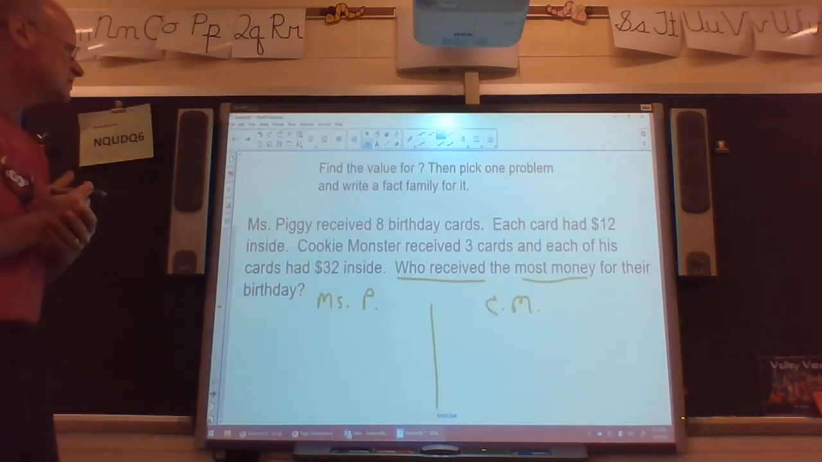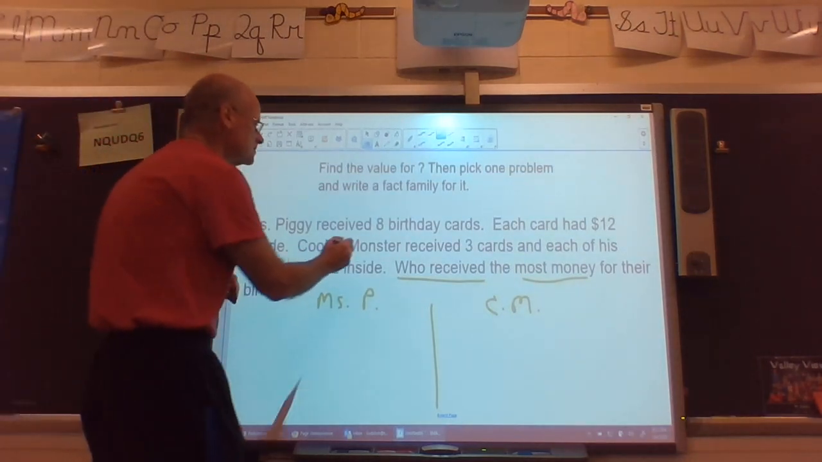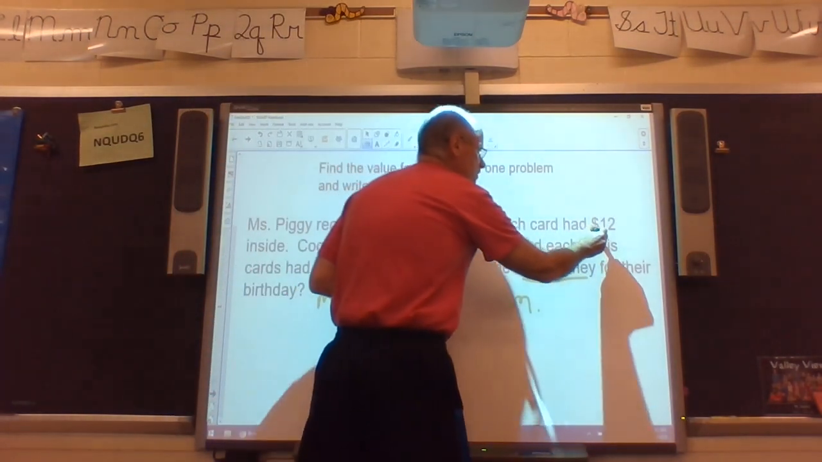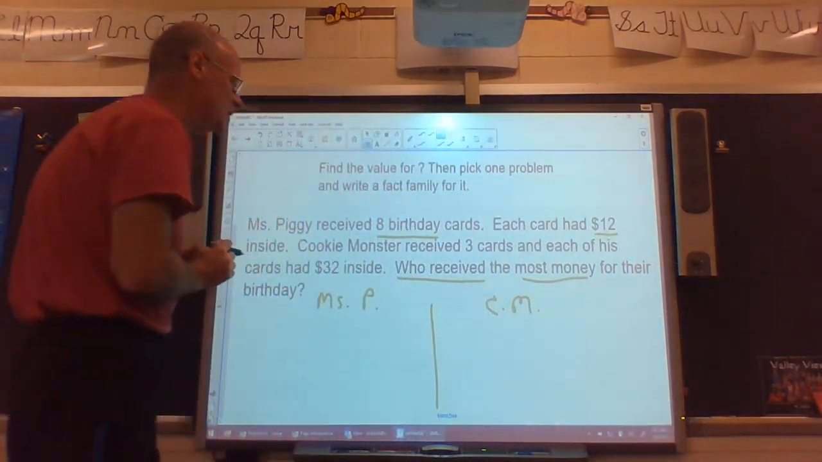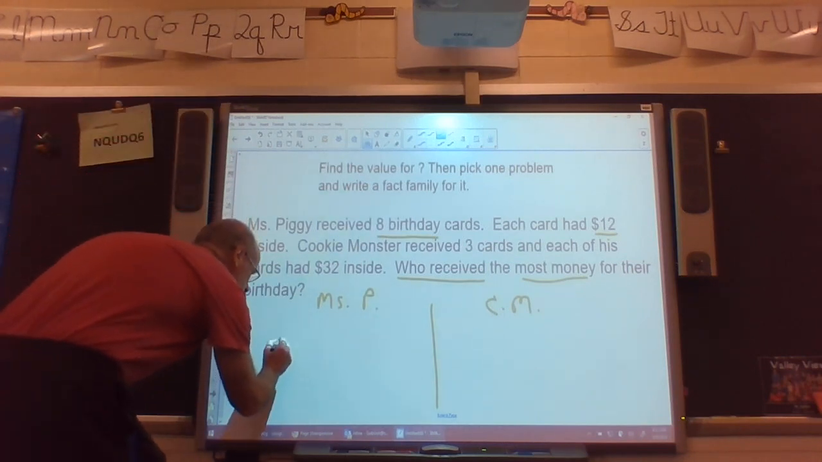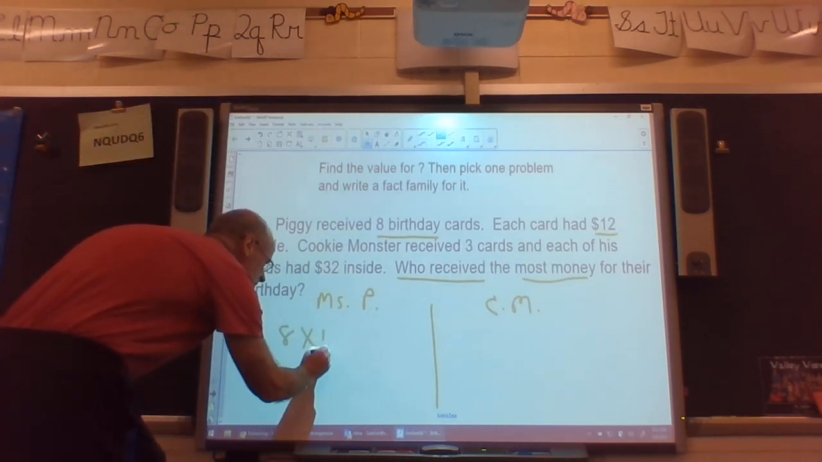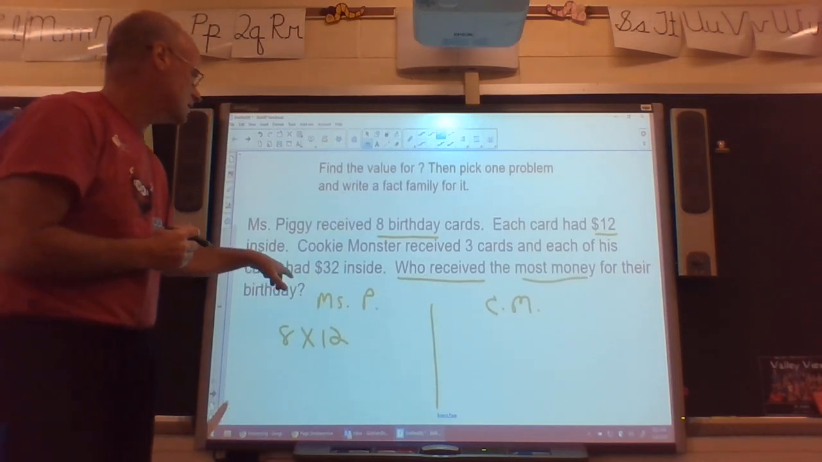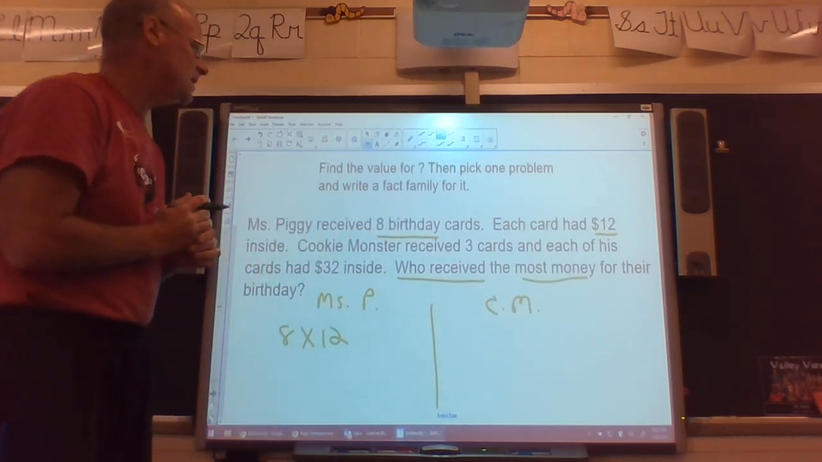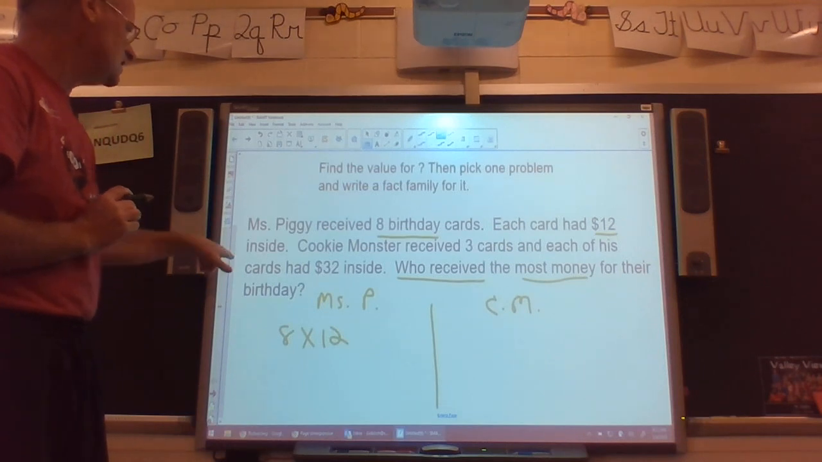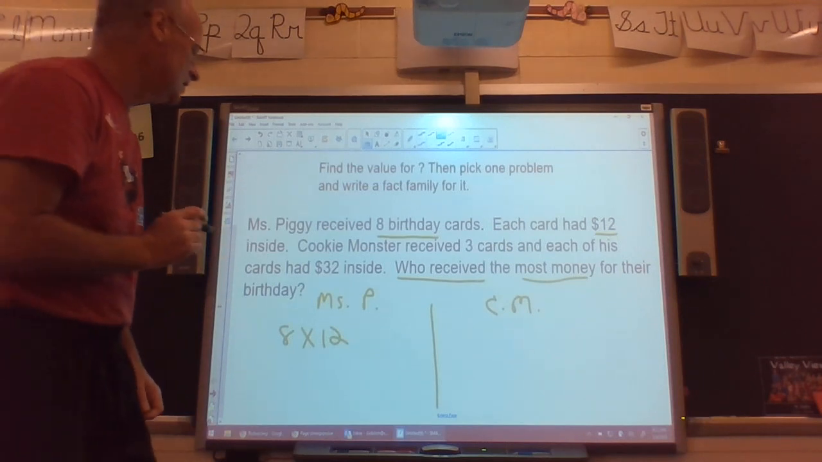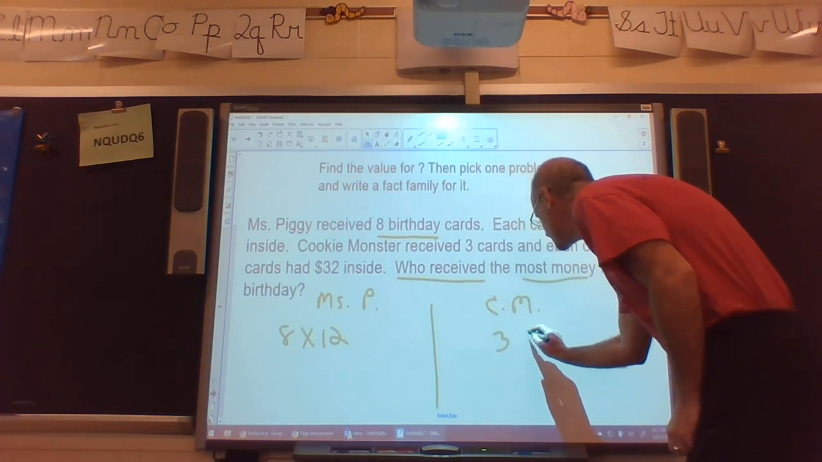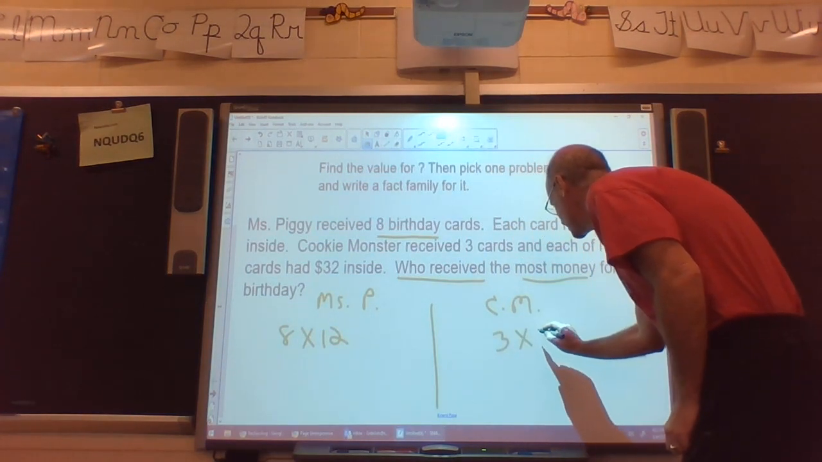I'm going to read Miss Piggy first. So Miss Piggy received 8 birthday cards. So I know she has 8 cards, and each one had $12. I think of that equation, I'm going to write down 8 times 12 for Miss Piggy's side. For Cookie Monster, Cookie Monster received 3 cards, and each card had $32. So his equation is going to be 3 times 32.